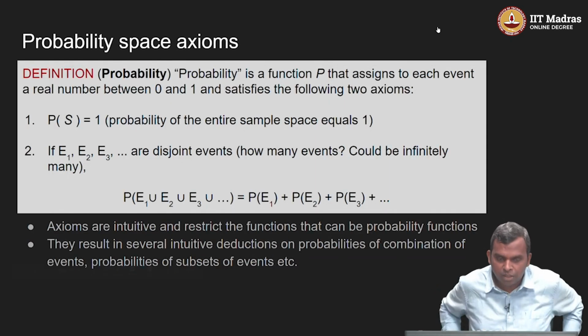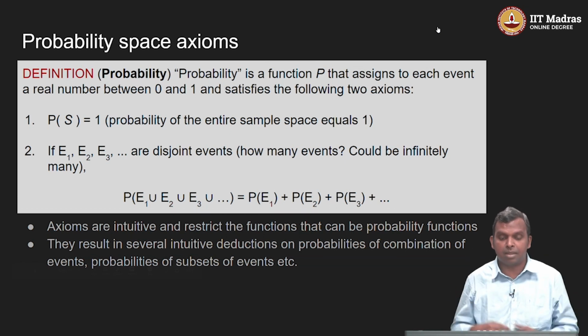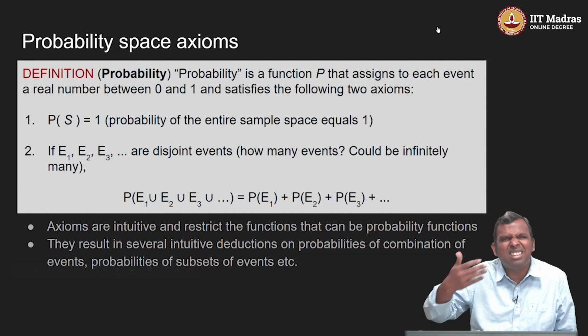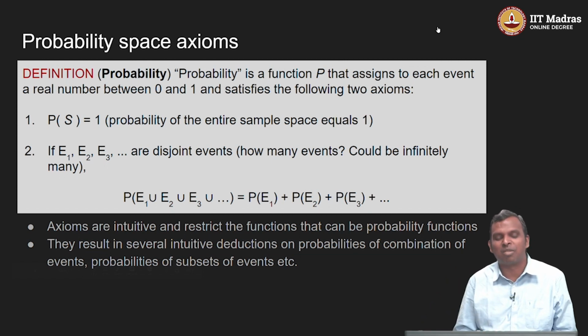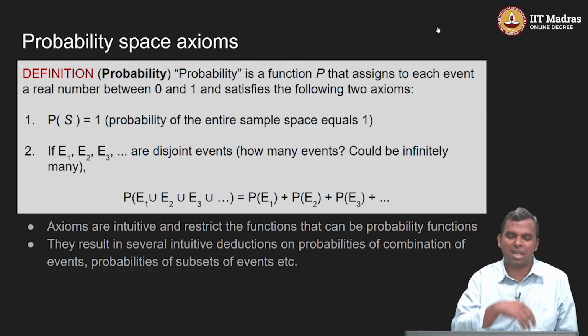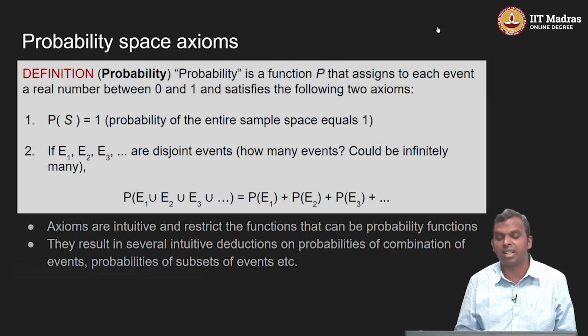Here are the axioms. These are called the probability space axioms. I'm repeating the definition of probability for you. This is the proper definition, because last time I did not define the conditions that it needs to satisfy. So probability is a function P that assigns to each event a real number between 0 and 1 and satisfies the following two axioms.